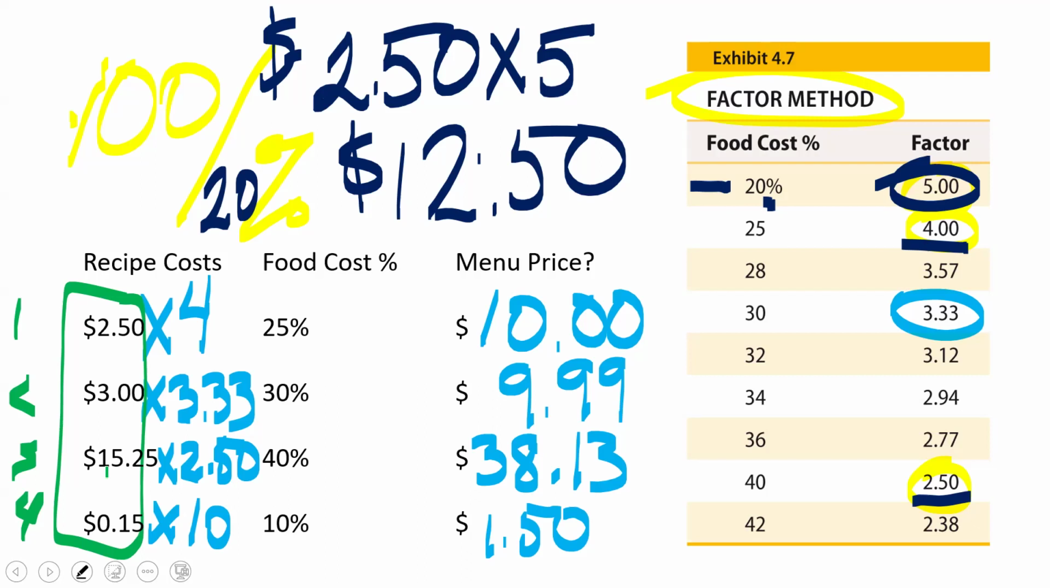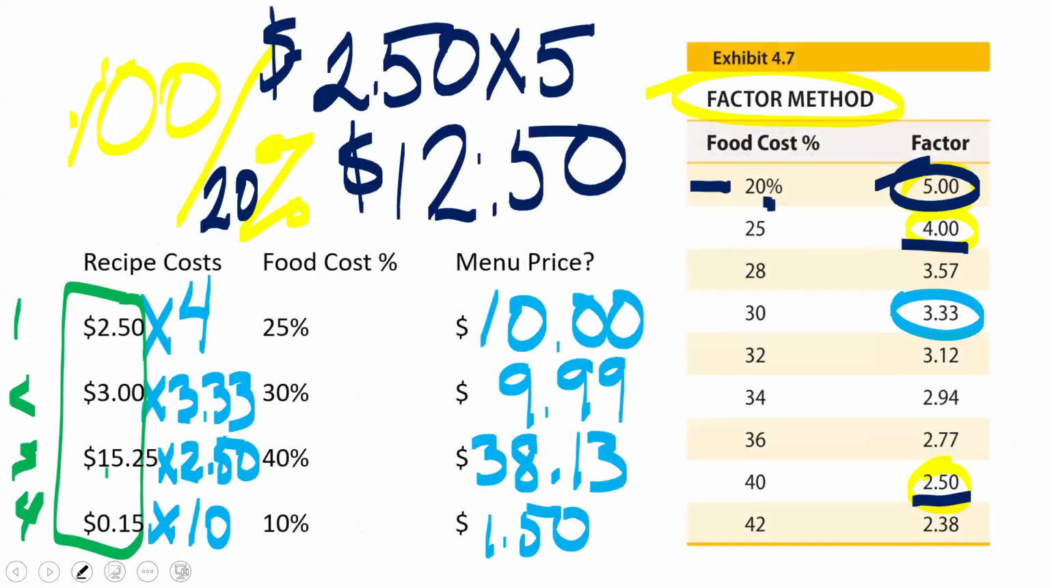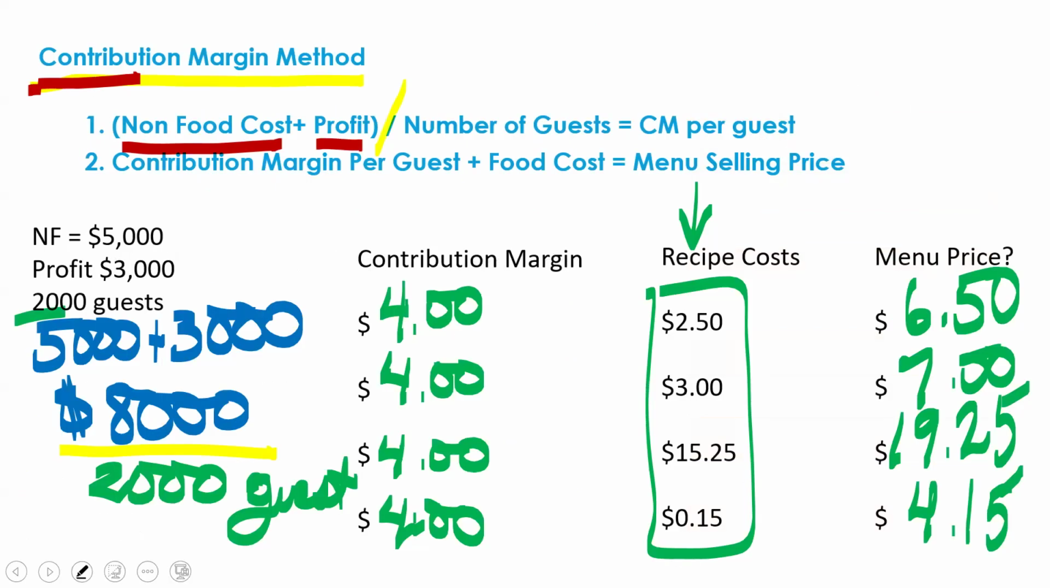$15.25 is our cost. This is probably going to be more like an entree, right? I would rather get double the cost, right? $15.25 compared to $38.13, that's what? $23 difference. In this case, we're only going to get $4 difference, right? If it's an entree and the guests are willing to pay $38 for that entree, I would want to sell it for that because I'm going to get more profit than just $4, okay?